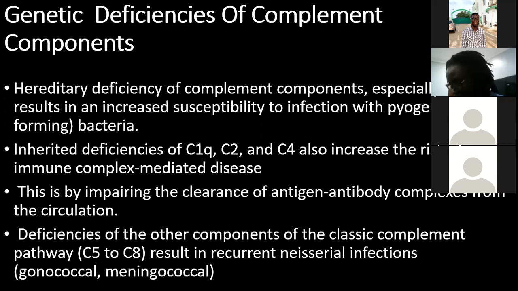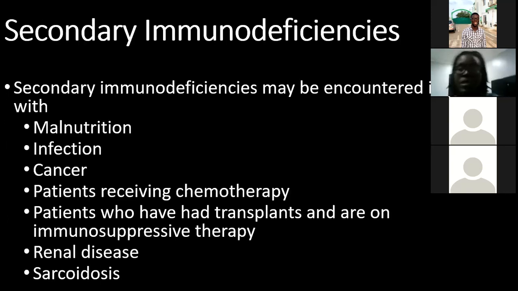So if you have a child who is getting a lot of infections with encapsulated organisms, you should think of complement deficiency. The encapsulated organisms we know them: pneumococci, meningococci, gonococci, and Klebsiella and Salmonella. Okay, so if you have these typical infections occurring over and over again, wonder, could this be complement?